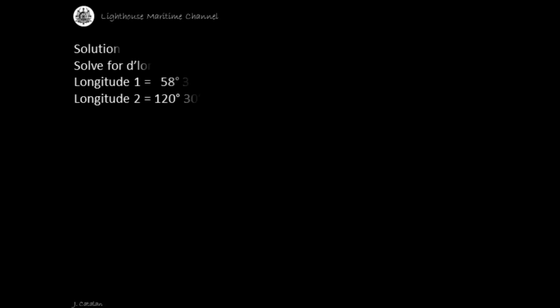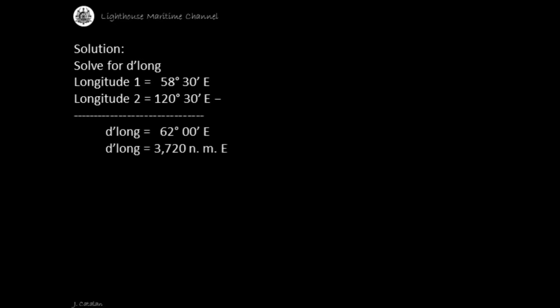Solution. Solve for difference of longitude. Longitude 1 is equal to 58 degrees and 30 minutes east, subtracted from longitude 2, which is equal to 120 degrees and 30 minutes east. The result: difference of longitude is equal to 62 degrees and 0 minutes east. Multiply it by 60 and it will become 3,720 nautical miles east.